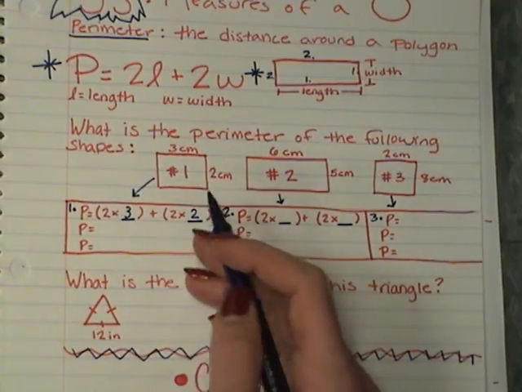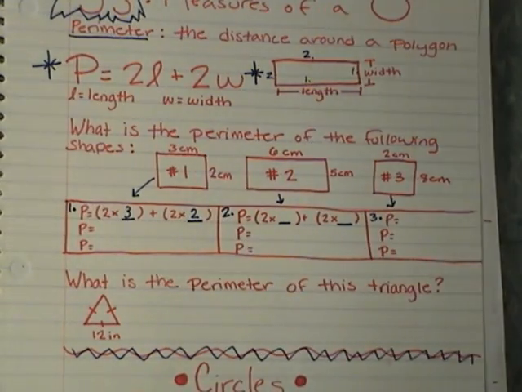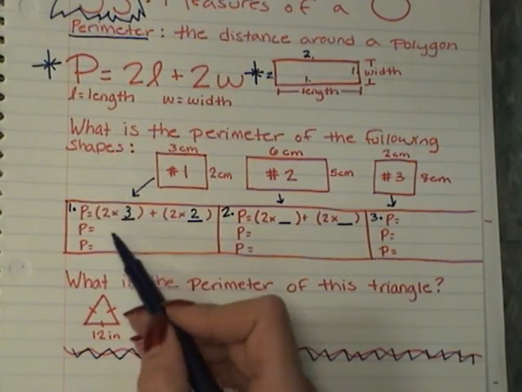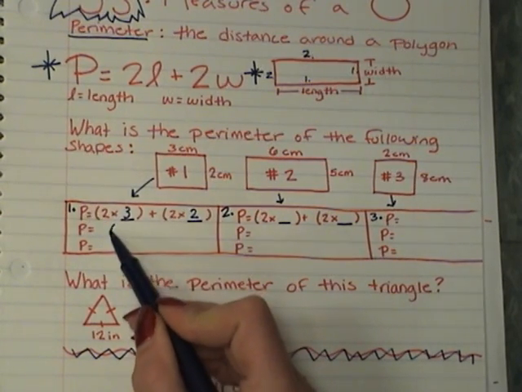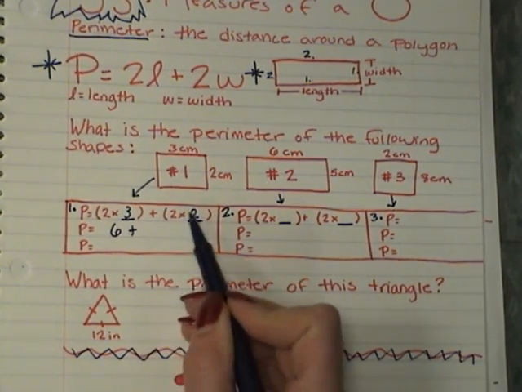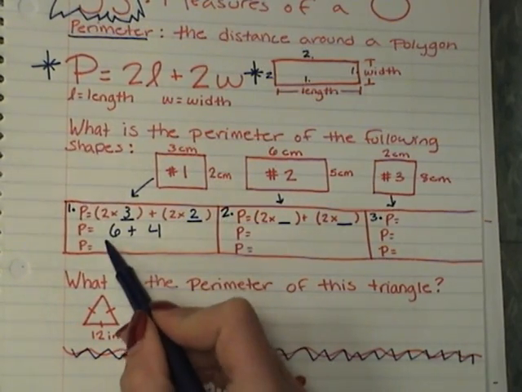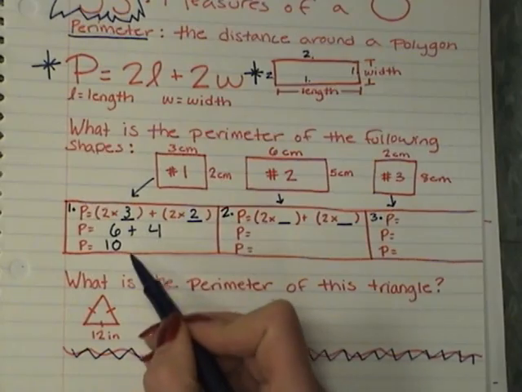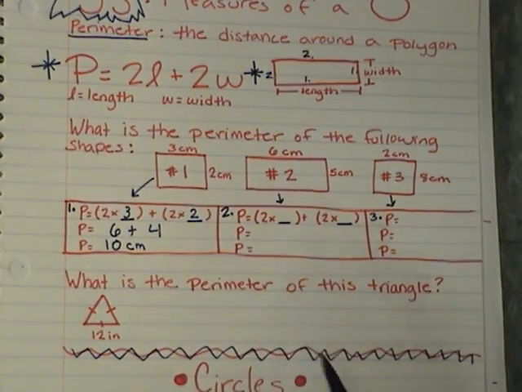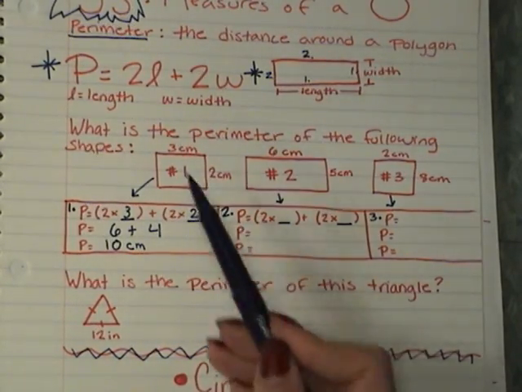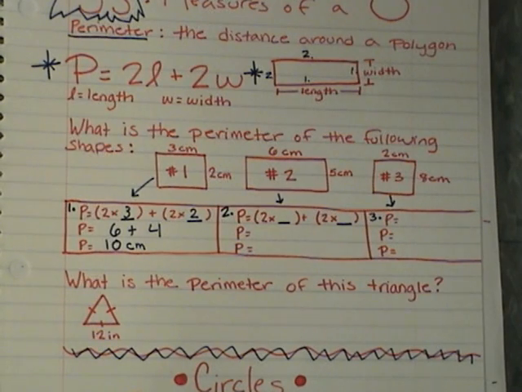And so what we remember, if we have parentheses, parentheses say do me first. So I need to go through my parentheses. 2 times 3 is 6, plus 2 times 2 is 4. Now I just add them, 6 plus 4, 10. What is my unit? Centimeters. So the perimeter, or the distance around number 1, is 10 centimeters.